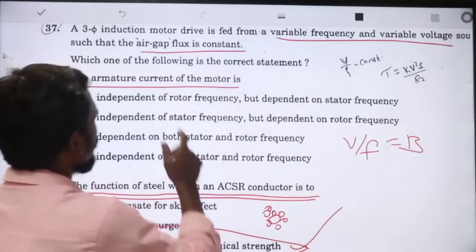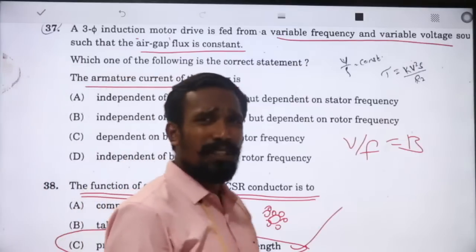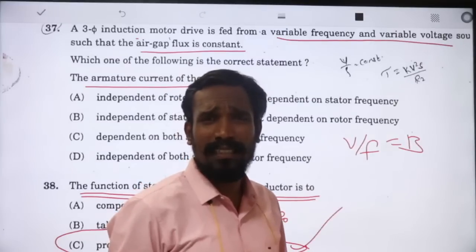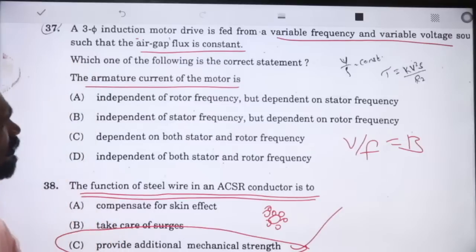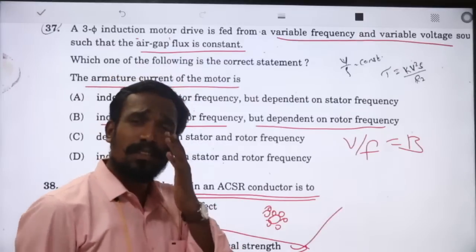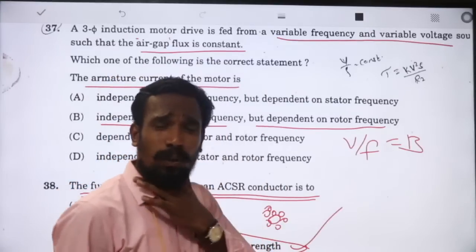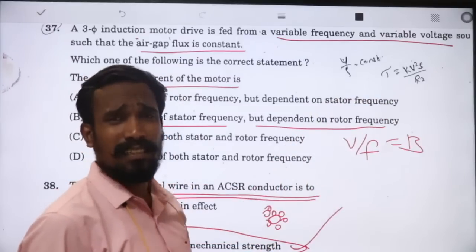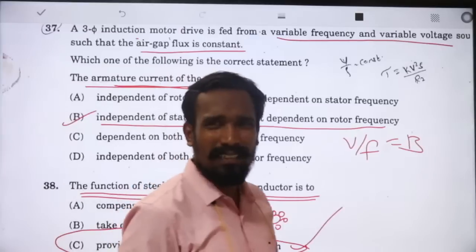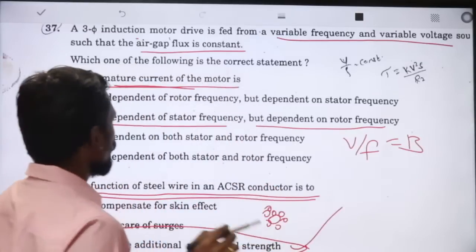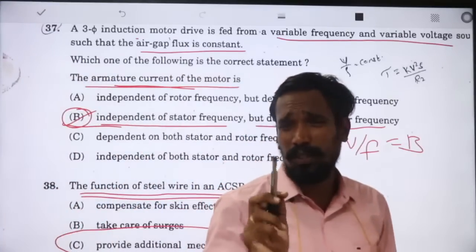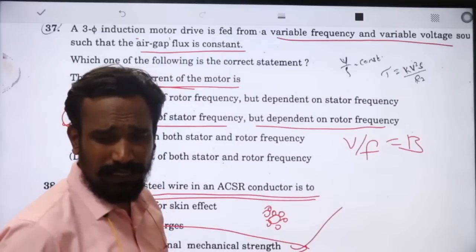But here, if you take the stator current, generally the stator current, even though it depends on the rotor, in the equivalent circuit we can say that. So here this is independent of stator frequency, but depends on the rotor frequency, because the rotor frequency will decide the reactance in the rotor. That will decide the current in the stator. So actually this is the armature current. It's a blunder. But if we want to choose the correct answer, according to my knowledge, I am giving you option B as the correct answer.